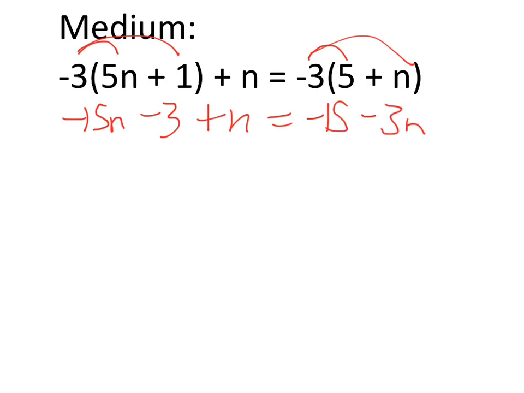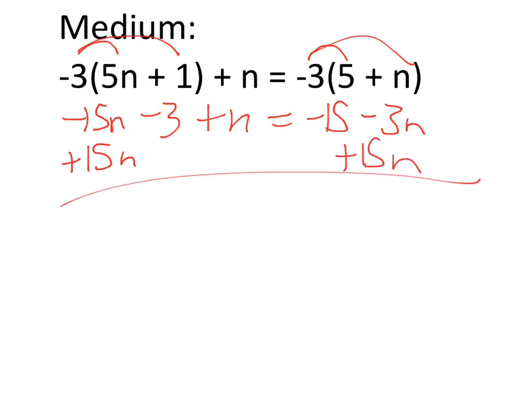Okay, now you need to choose which side you want your variable to be on. I'm going to choose the right side, so I'm going to move all my variable stuff over that way, and all the number stuff that way. I'm going to take this negative 15n, and the opposite operation of that is plus 15n, and what you do to one side, make sure you do to the other.